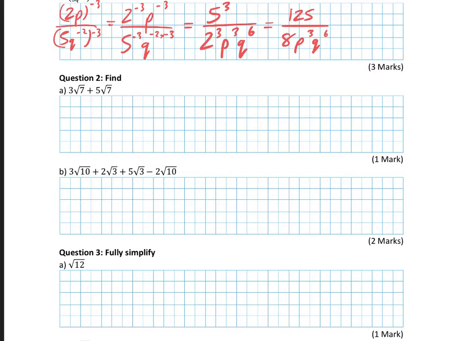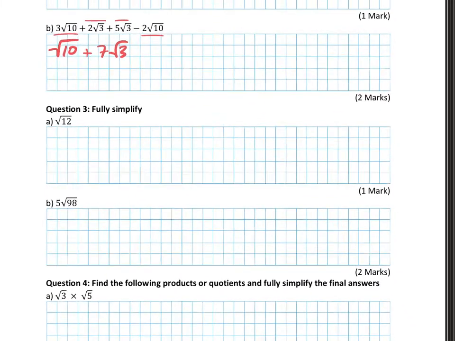Simplify or find the answer to this. They're the same surd. So if I've got 3 root 7s plus 5 root 7s, I'm going to have 8 root 7s. I have 3 root 10s. Okay, so these two aren't the same. The outside ones are the same. The inner two are the same. So 3 take 2 is going to be 1 root 10. 2 plus 5 is going to be 7 root 3.